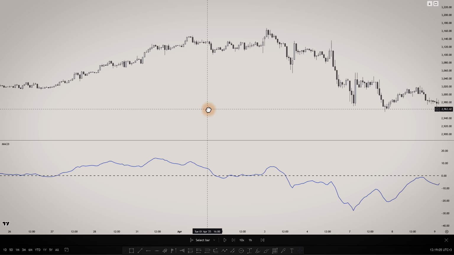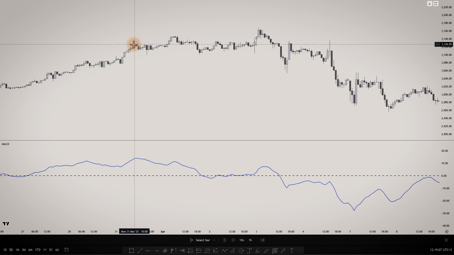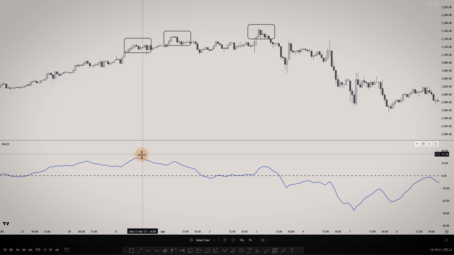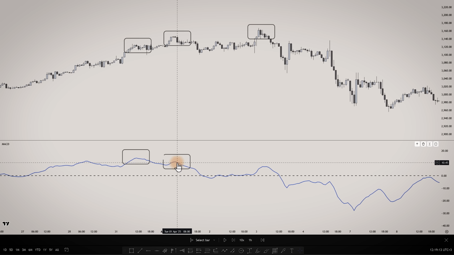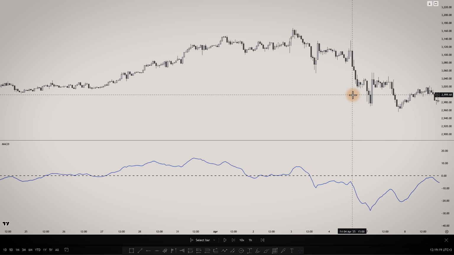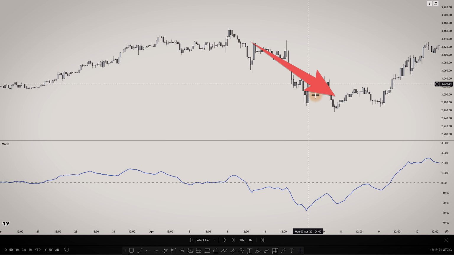Watch this example. Price making new highs here, here, and here. But look at MACD. Lower high, lower high, lower high. The engine is dying while the car is still moving forward. 2 days later, massive reversal, 200-point drop.